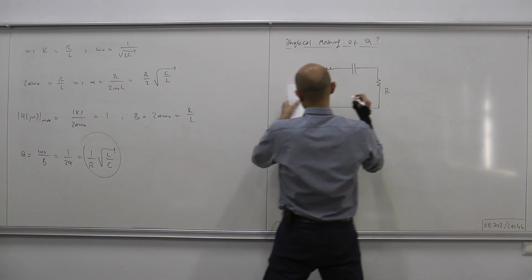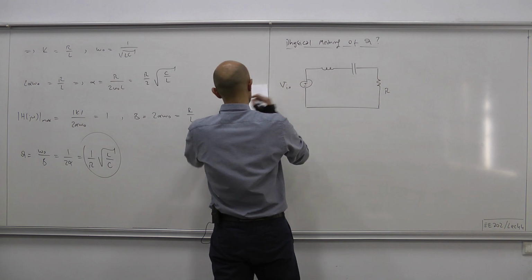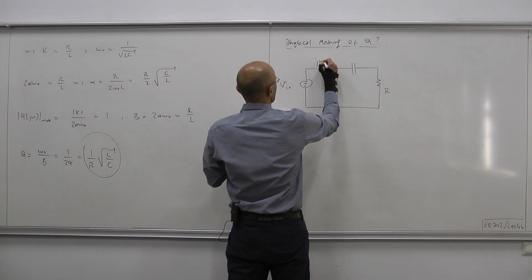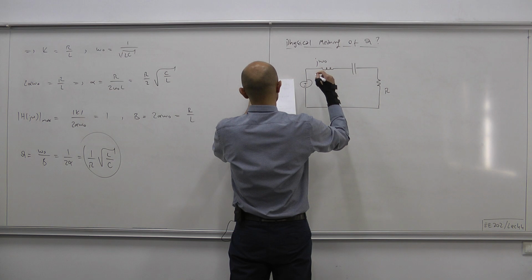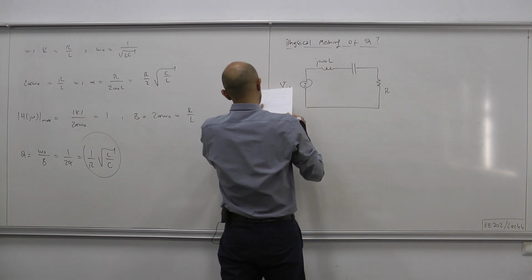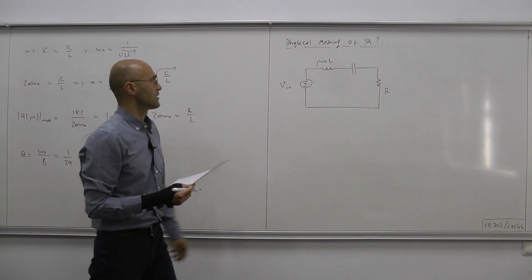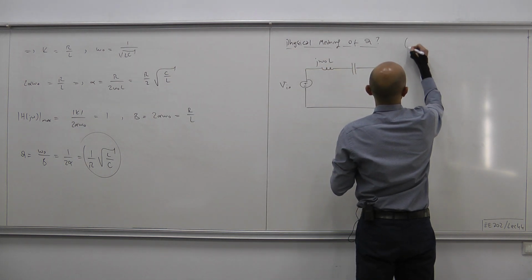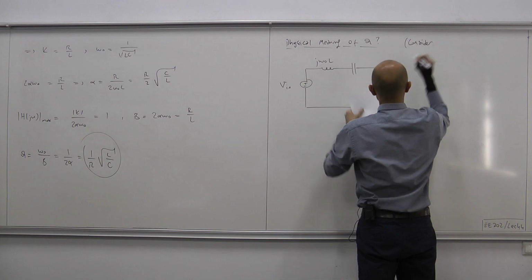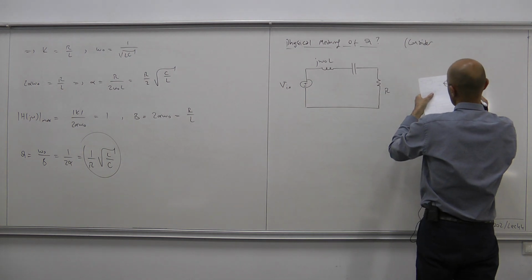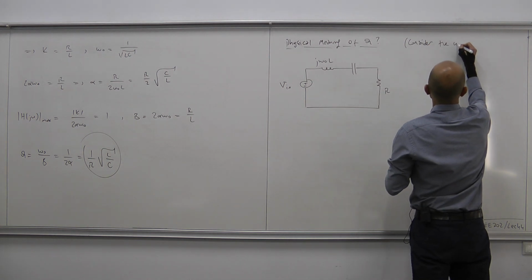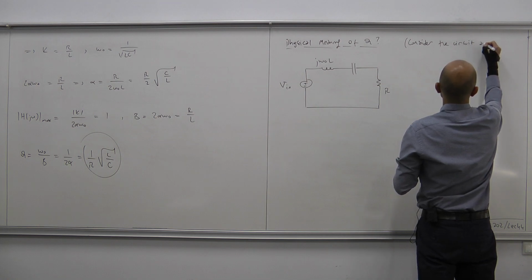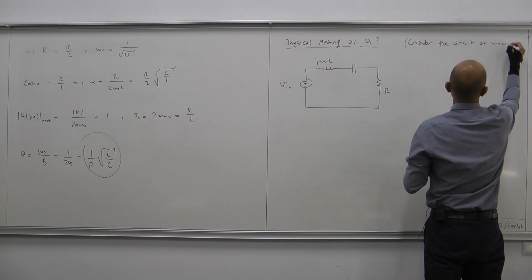This is R, this is the input, and here, at omega 0, jω0L is the impedance of our inductor at frequency omega 0. So what we're doing is we're considering the circuit at omega equals omega 0.